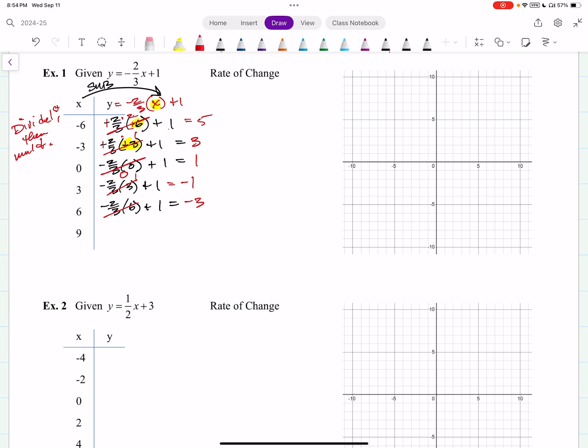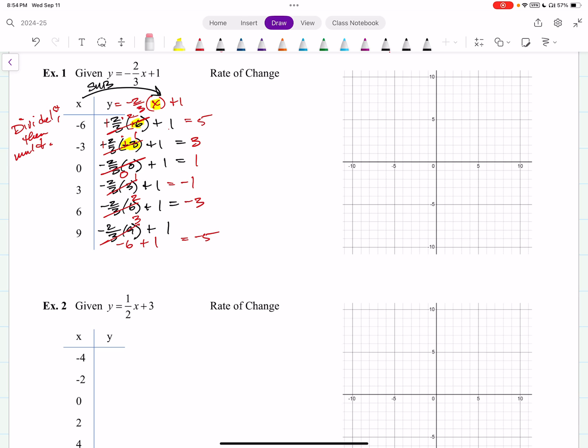6 divided by 3 is 2, times negative 2 is negative 4, and negative 4 plus 1 is negative 3. So you could do it any way you like, okay? So you can multiply first or divide first. It doesn't matter, but just follow the order of operations. All right, so negative 2 times 9 is negative 18, divided by 3 is negative 6, plus 1 is going to be negative 5, okay? Or you can go divide first. 9 divided by 3 is 3, times negative 2 is negative 6, plus 1, and that's negative 5, okay?